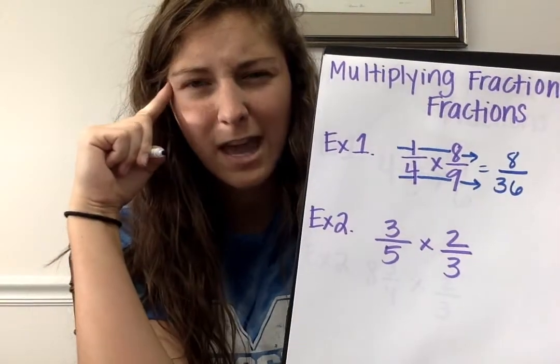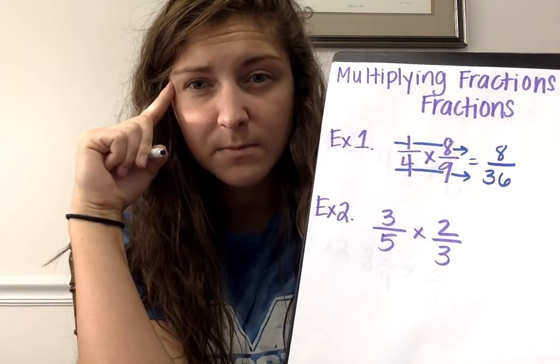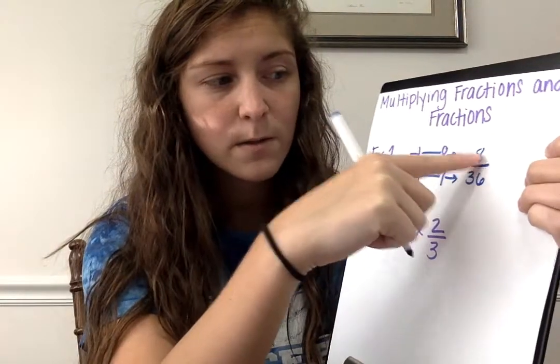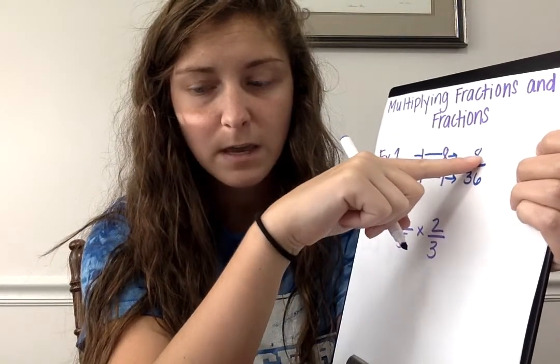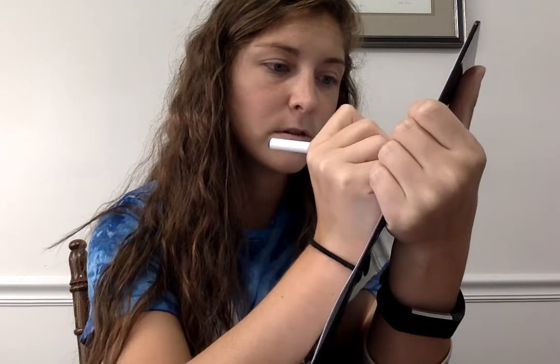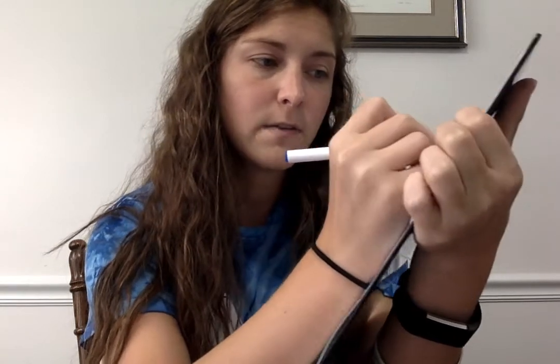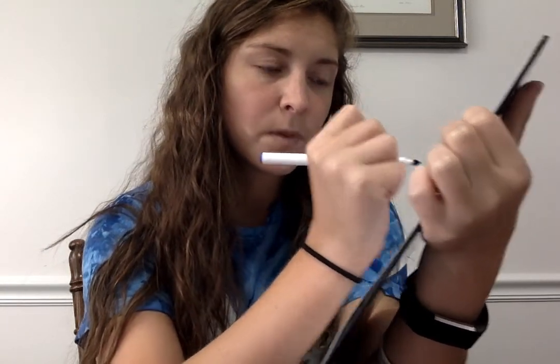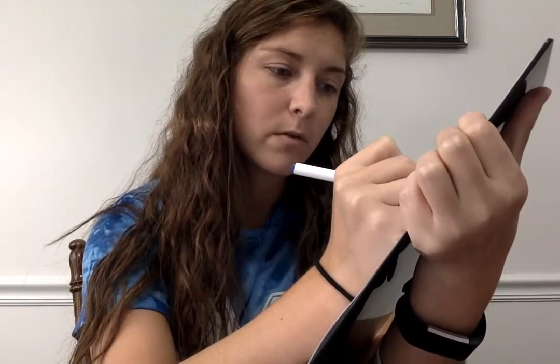Now I have to think, 8/36. Can that be simplified? Well, I see right here that they're both even numbers, so that means that they can both be divided by 2. So I can divide by 2, divide by 2. Well, 8 divided by 2 I know is 4. 36 divided by 2, let me work that one out.